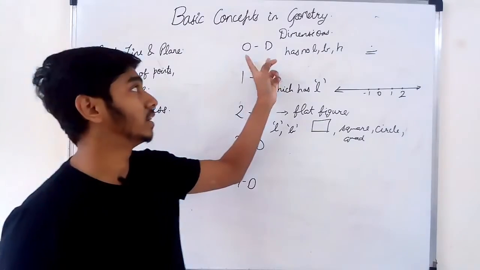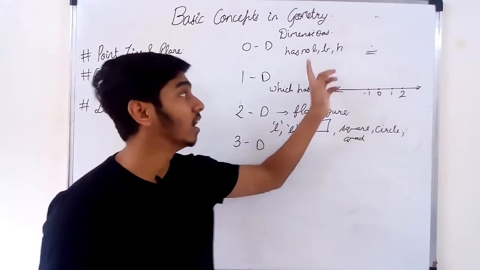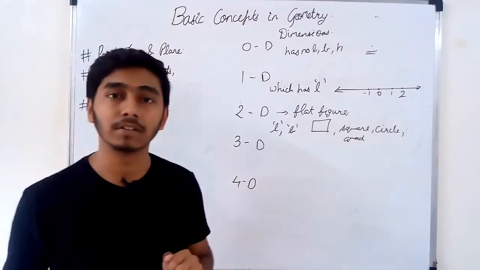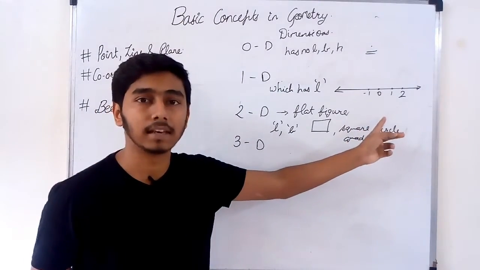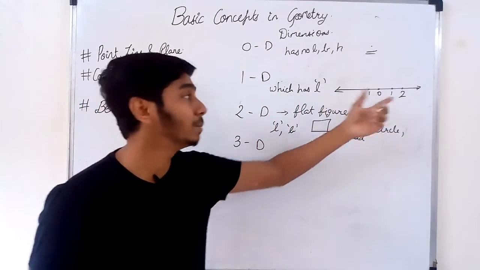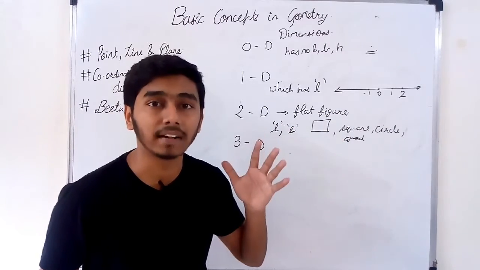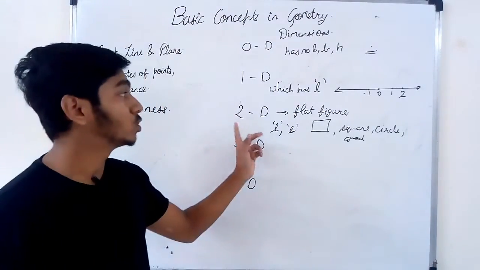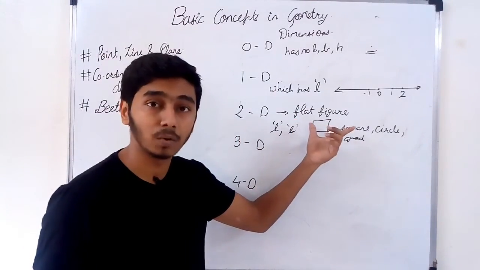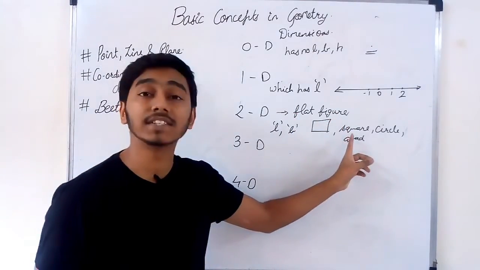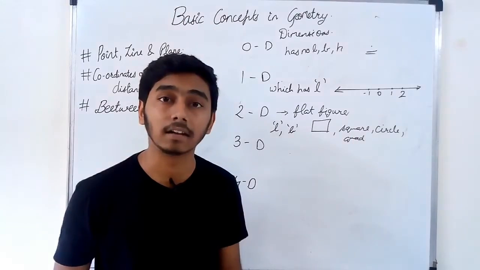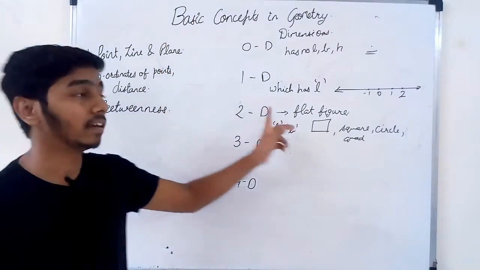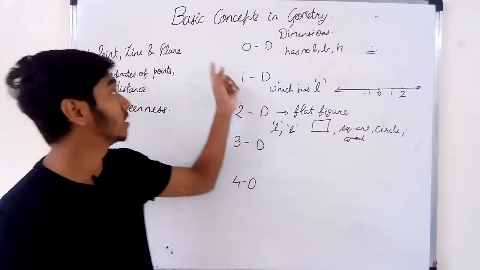So basically, we did zero dimension, which has no length, breadth, and height. Then we saw one dimension, which is about a line or the number line, which has just length. At any particular point, we can only find length but not breadth or height. Now, what is two dimension? It is a flat figure. It can be any figure like a circle, square, quadrilateral. For example, that is a plane. So this comes under 2D structure, under a plane.